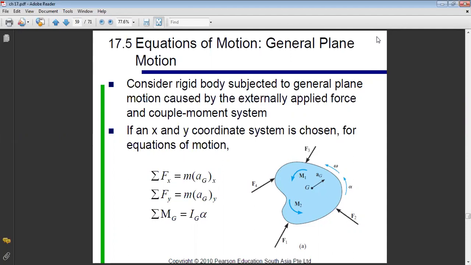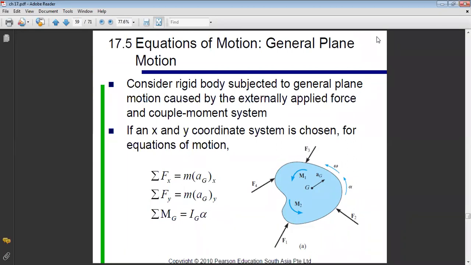In this case, the three equations used are sum of Fx equals m a_Gx, sum of Fy equals m a_Gy, and sum of moments about G equals I_G alpha. Because we don't have a certain point that is fixed, we cannot say that sum of moments about O equals inertia about O times alpha, because we don't have any point fixed on the rigid body. And please pay attention, you cannot say that sum of moments about the instantaneous center is equal to inertia about IC times alpha. It's not applicable.